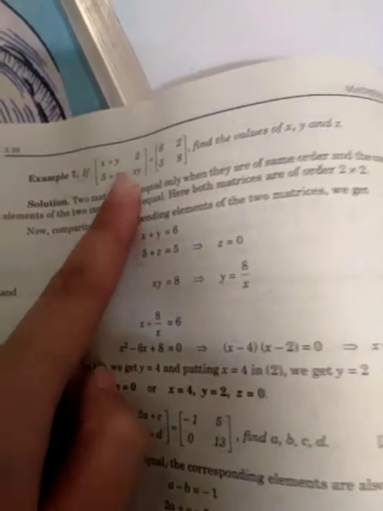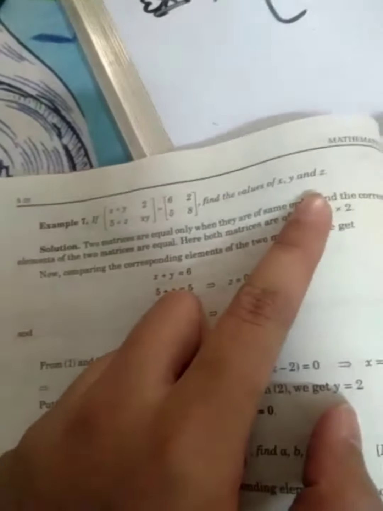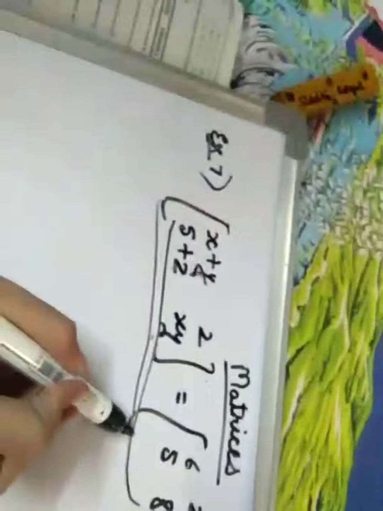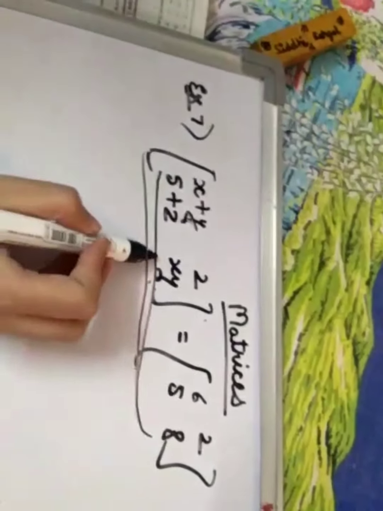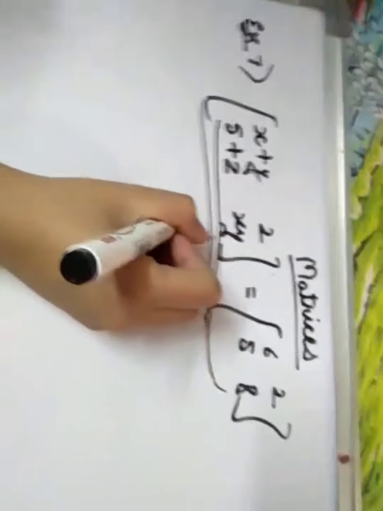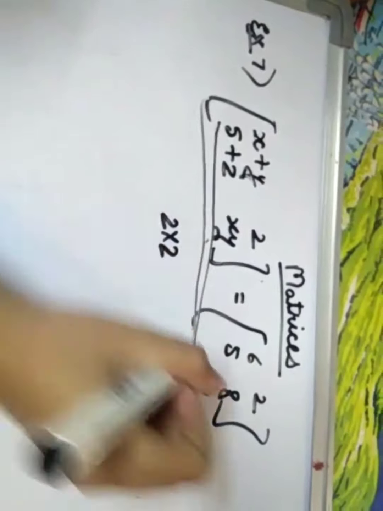Now let's see example number 7. In example 7, these are the values and we have to find the values of x, y, z. This is the question. So let's see how we can handle it. These are the values given in the question. Two matrices are equal only when they are of the same order and the corresponding elements of the two matrices are equal. If both are of the same order, it means both matrices have 2 rows and 2 columns. So their corresponding elements are also equal.